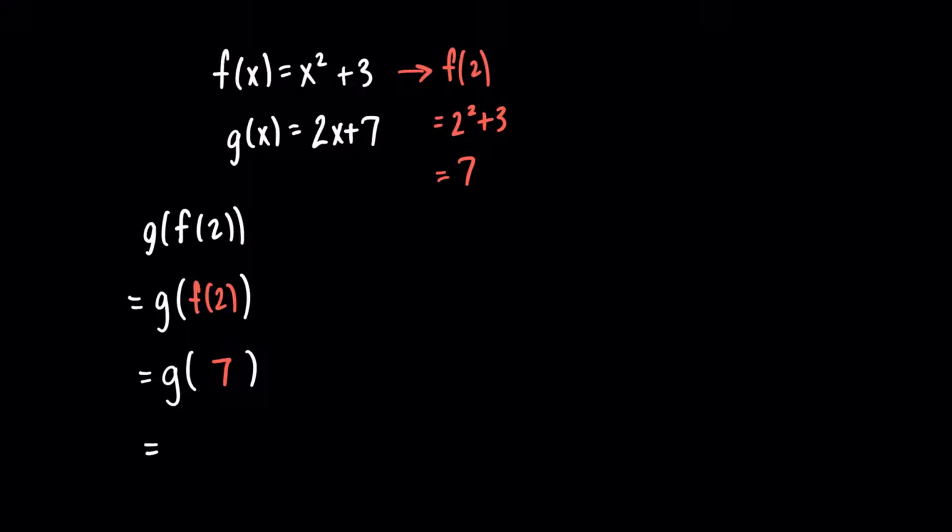So let's do that. If we double 7, I don't want a red parenthesis there. If we double it and then add 7, we get 14 plus 7 is 21. So g of f of 2 is 21.